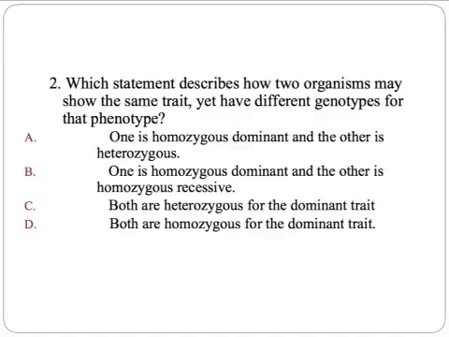Which statement describes how two organisms may show the same trait yet have different genotypes for this phenotype? One is homozygous dominant and the other is heterozygous. One is homozygous dominant and the other is homozygous recessive. This one wouldn't work because these would be two different traits. This one's a possibility, because if it's hetero, it's going to show the dominant trait. Both are hetero, well, they have to have different genotypes, so they can't. And both are homo, again, different genotypes. So by using elimination, we now know the correct answer is A. And it is. There you go.